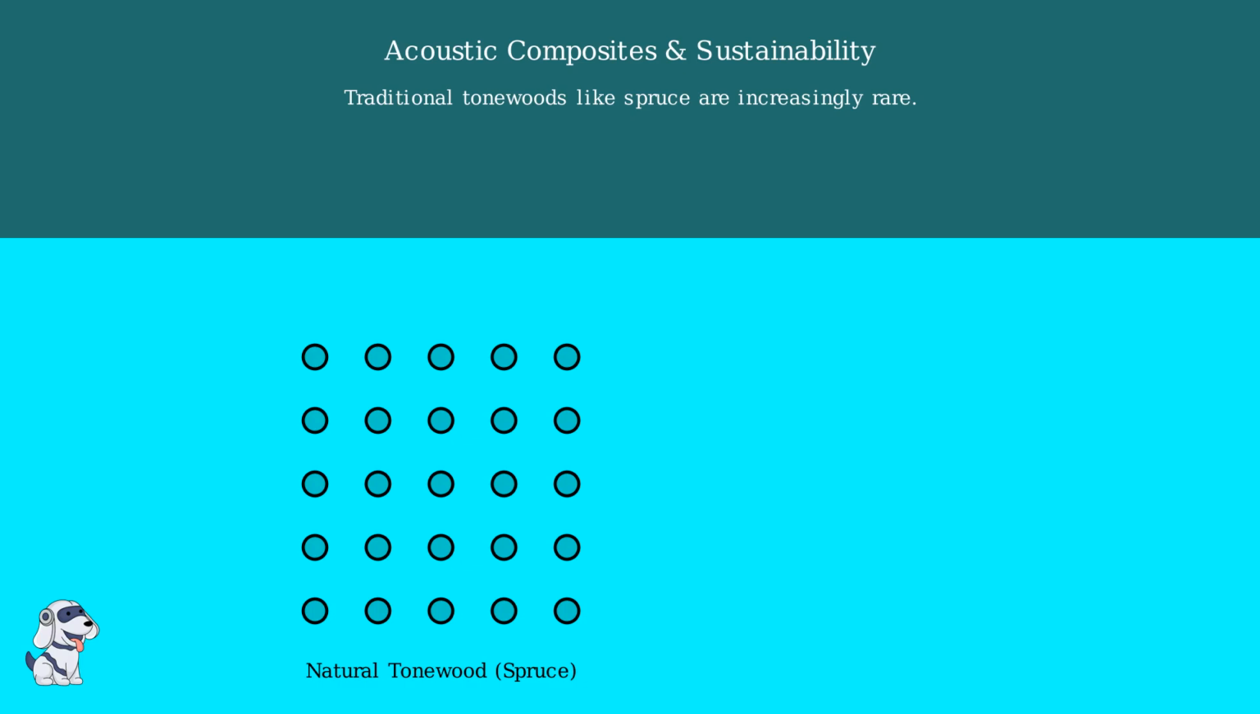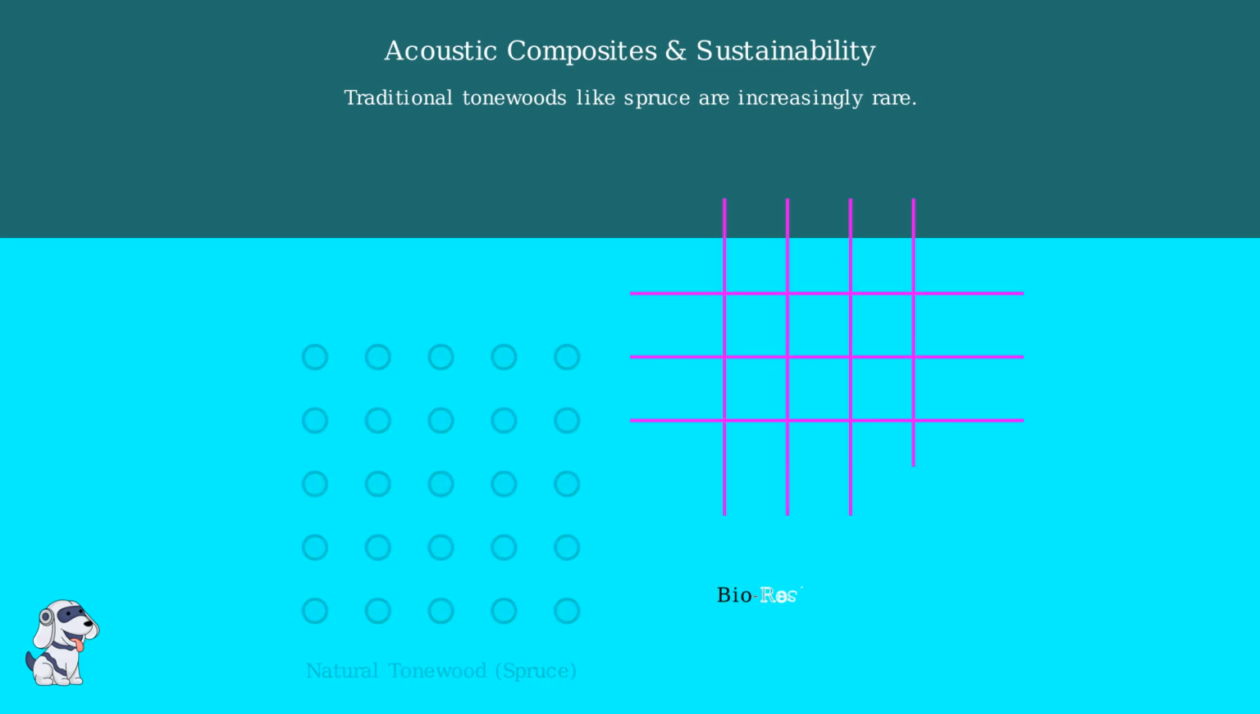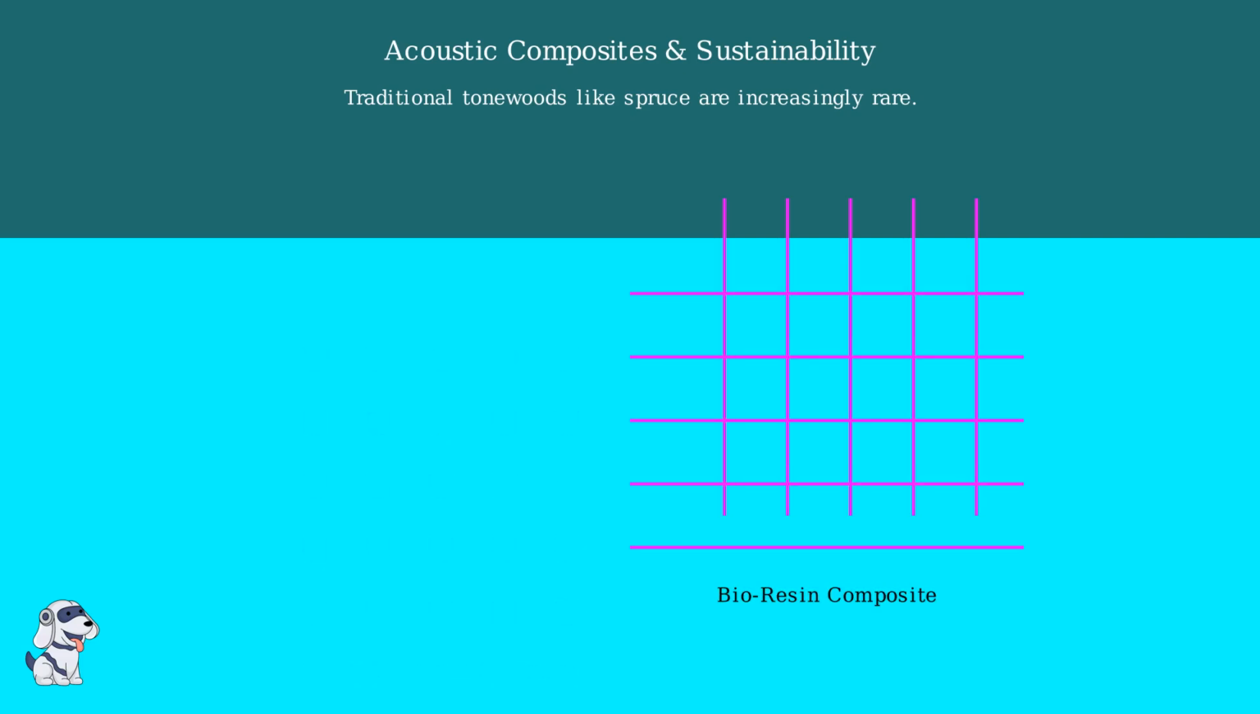As traditional tone woods become increasingly rare, the instrument industry is turning to sustainable innovation. Researchers are developing bio-based resins reinforced with carbon fiber. These acoustic composites are engineered to replicate the complex cellular resonance of spruce and maple. By matching these structural patterns, we can achieve high-fidelity sound quality, ensuring musical excellence without ecological damage.